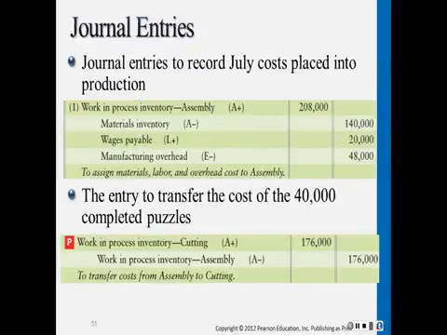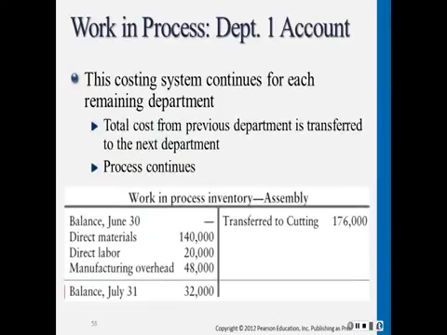The journal entry to record the transferred out cost to the next department involves a shift from the work in process of one department to the next. The amount is taken from the previous schedule. Notice how the ending balance in the work in process Department 1 T account is the same, $32,000, that is shown on the process costing schedule as total cost of ending inventory.